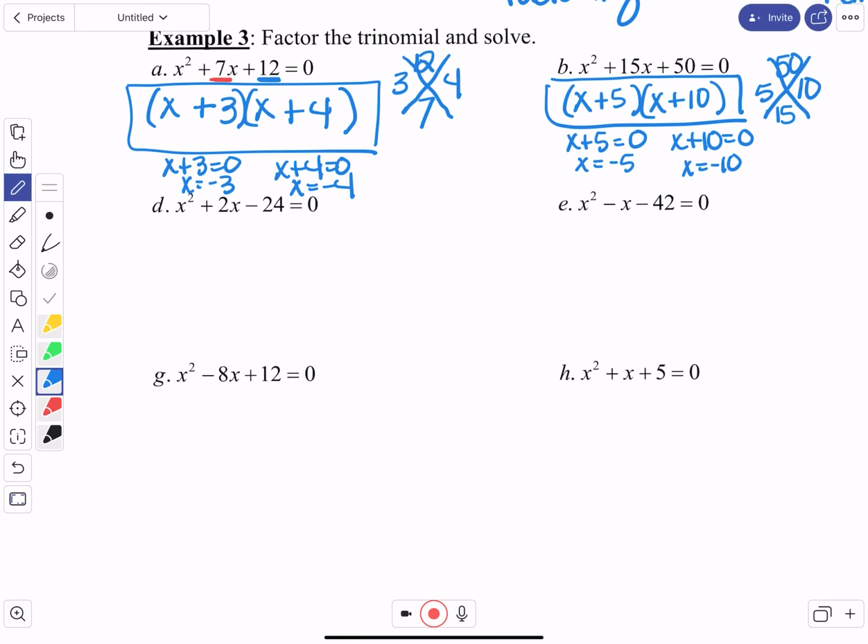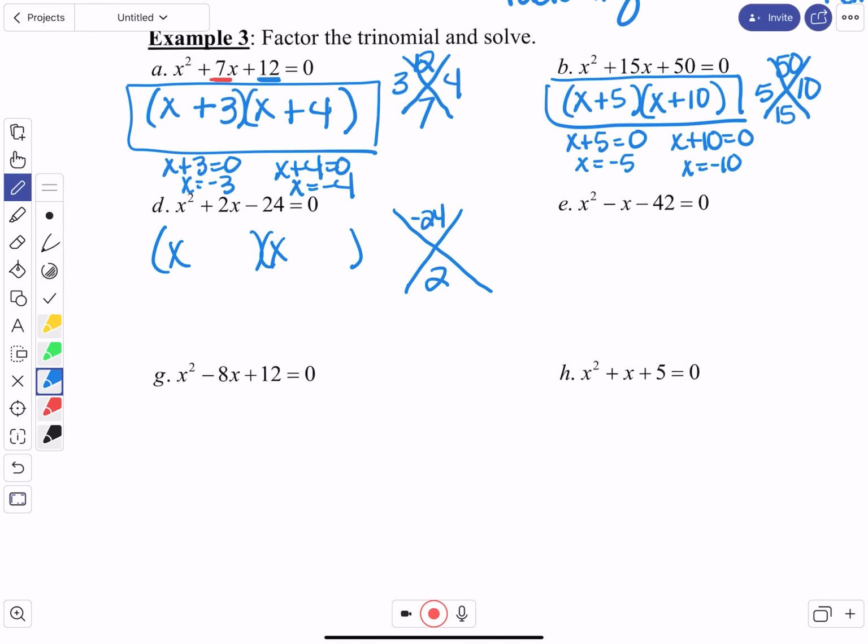So on D, set your parentheses up. So we've got -24 and +2. Now this one, we have a -24. So this means that they've got to multiply to be a negative number. That means one of our numbers is positive, one of our numbers is negative.